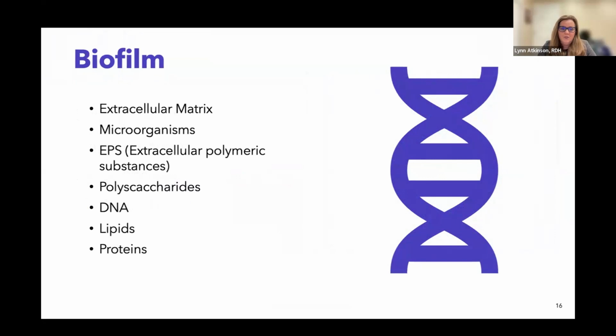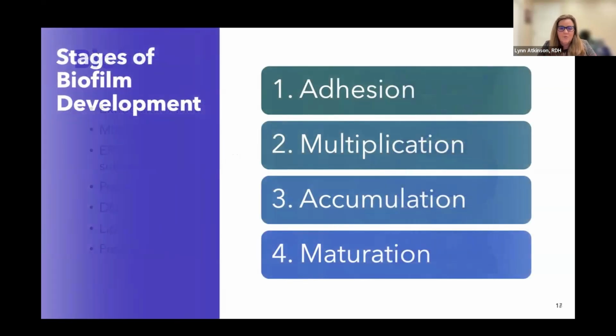Biofilm has an extracellular matrix and microorganisms, and it also has this EPS, which is extracellular polymeric substances. It's like a goo on the outside of these organisms, and it holds everything together. It also helps protect these bacteria and this matrix. There are polysaccharides, there's DNA, there are lipids, there are proteins. All of this is encompassed in that biofilm.